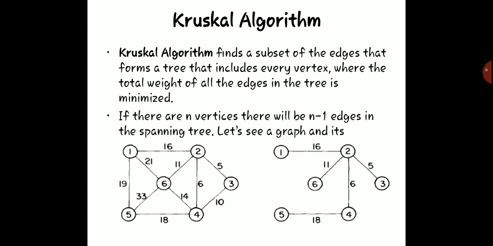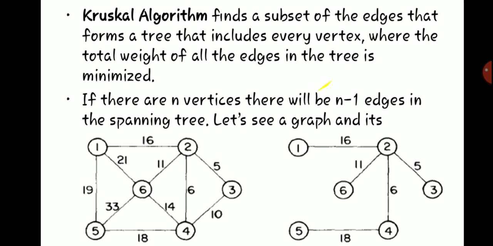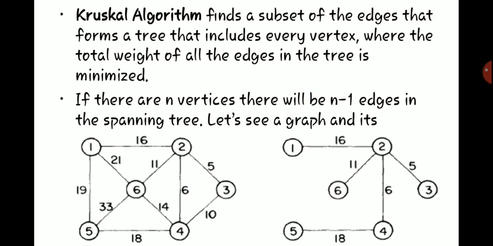Okay. So if there are n vertices in the spanning tree, the number of edges would obviously be n minus 1, right? So if there are 4 vertices, there will be 3 edges. If there are 5 vertices, there will be 4 edges, and so on. Now here we have a graph on the left side. This is the graph we took today. From this graph we are going to form a spanning tree.